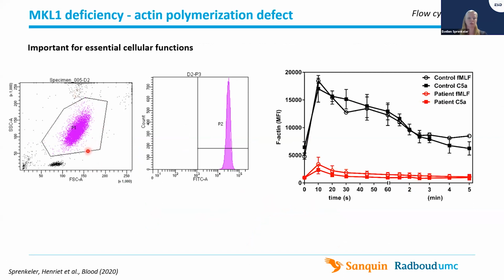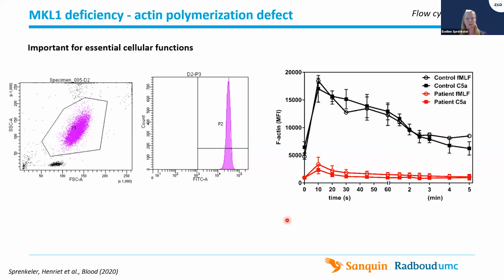Here neutrophils have been isolated and stained with phalloidin. And what you can do is stimulate your neutrophils. So in black, you stimulate control neutrophils with fMLP, a bacterial chemotactic factor, or complement component 5A, which is also chemotactic. And then immediately, already after 10 seconds, you see a massive increase in filamentous actin fluorescence. And this slowly goes down again, indicating depolymerization. So in a control situation, you see this nice increase.